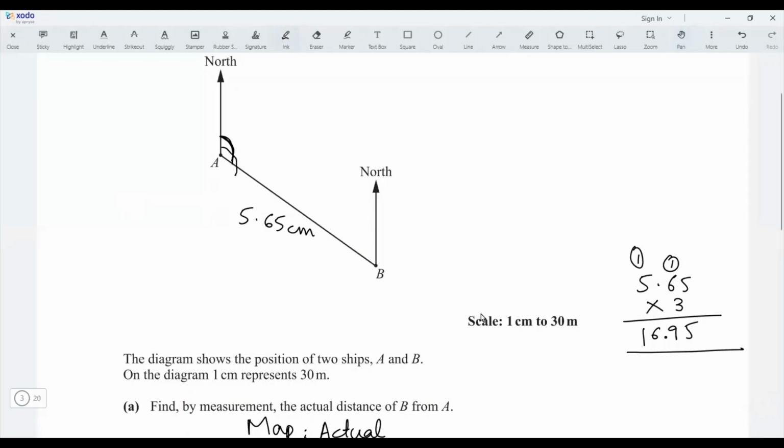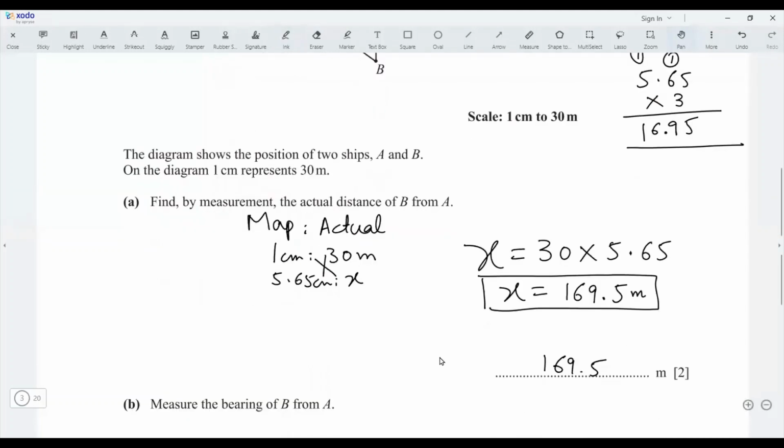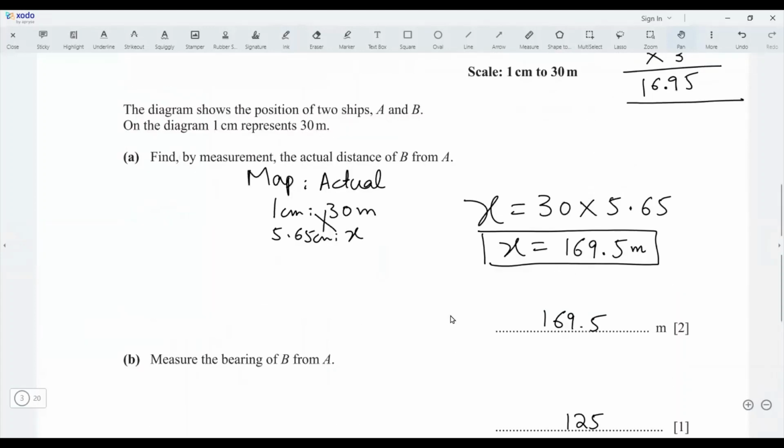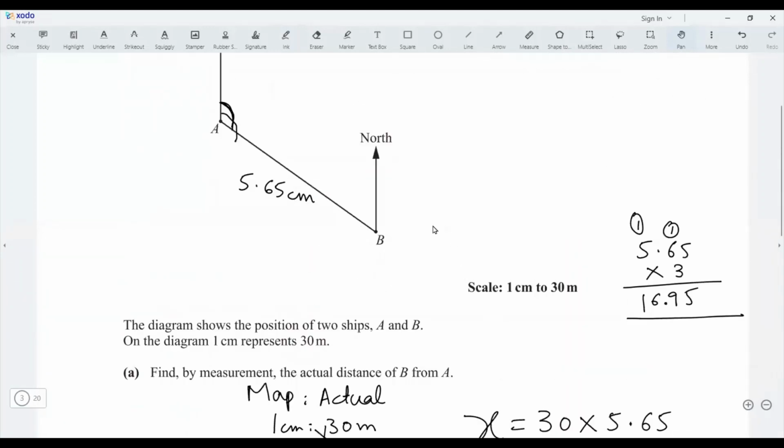And then you have to say it is on a bearing of 252 from B. 252 means you have to start from north and go clockwise, not anti-clockwise. You start clockwise, and 252 gives something in the third quadrant. It will be something like this.